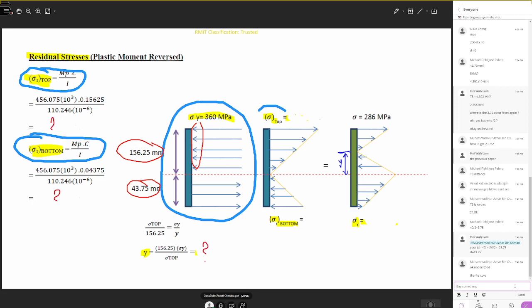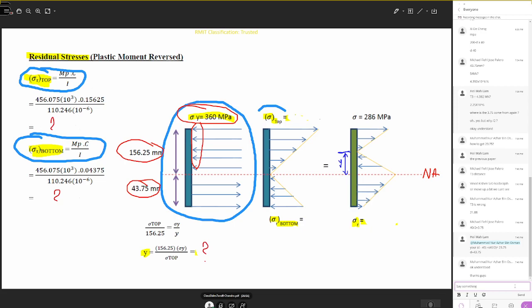So you need to plot this residual stress distribution. You know that the plastic yield stress acting is 360 megapascals. Now with respect to the neutral axis, this is your neutral axis, and the red dotted line is the neutral axis.